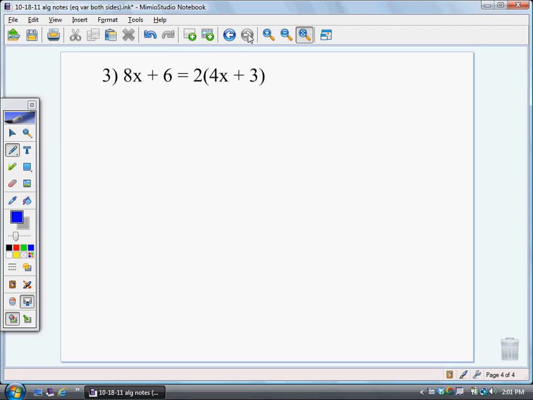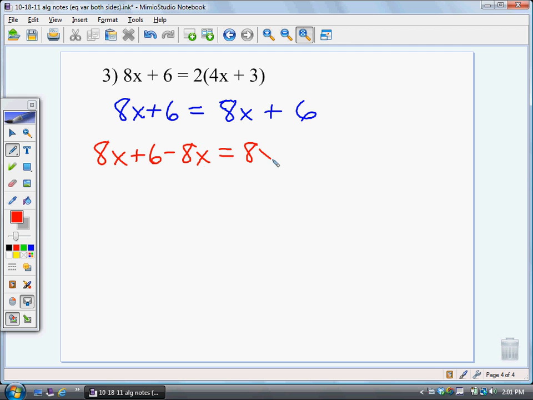And the next one, same thing, I have to simplify. So the left side is 8x plus 6, no simplifying needed. Distribute the 2 on the right side, and you get 8x plus 6. If I then go to collect all my variable terms on one side, I have 8x on the left and 8x on the right, so I would subtract 8x. And when I simplify that, I end up with 6 is equal to 6. Okay? And that's a true statement.